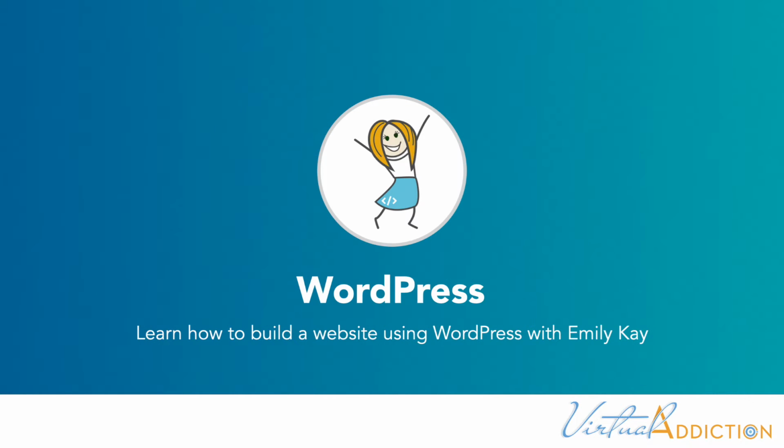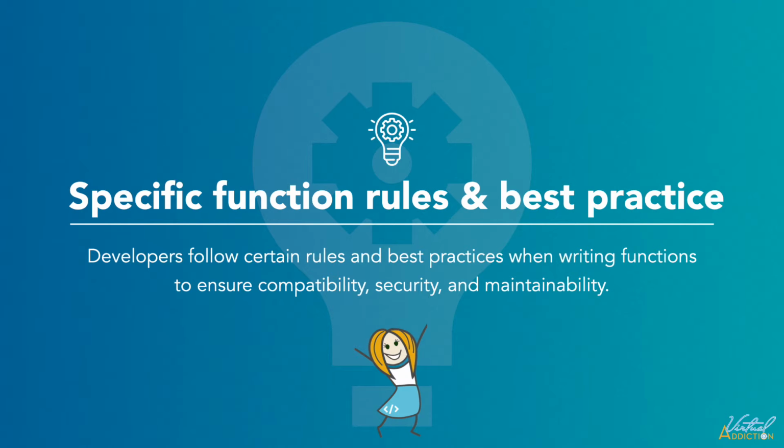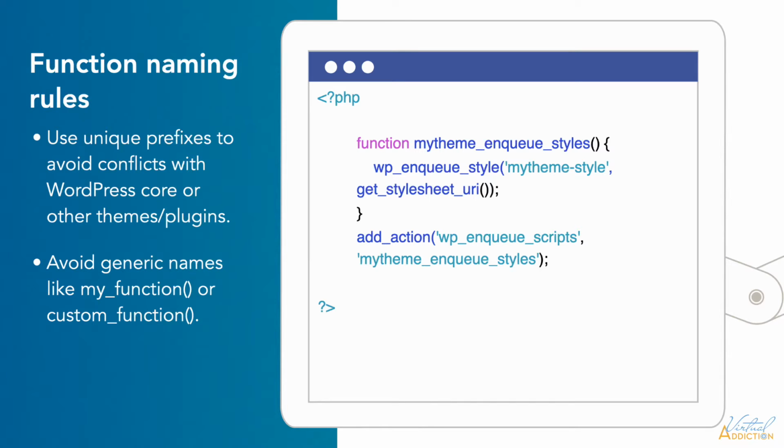Before we move on and start augmenting our site more, let's talk about some rules and best practice methodologies that you'll want to incorporate when you're creating functions. When you write functions in WordPress, developers follow certain rules and best practices to ensure compatibility, security, and maintainability. These rules apply to naming conventions, function structure, hooks, security, and coding standards. When you name functions, follow these rules.